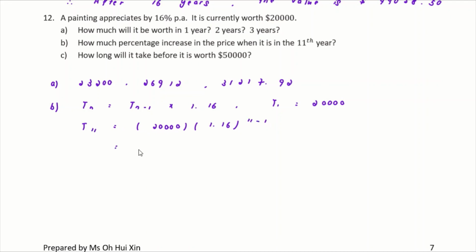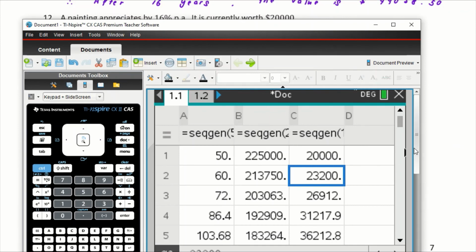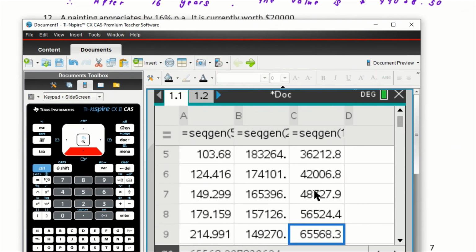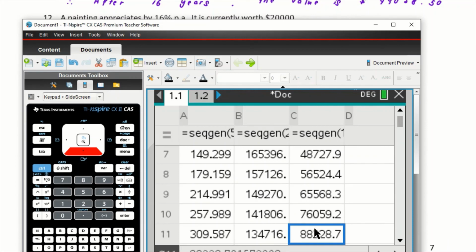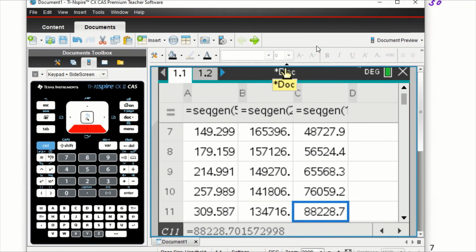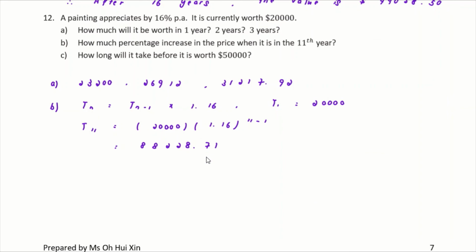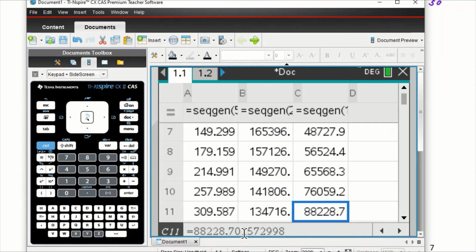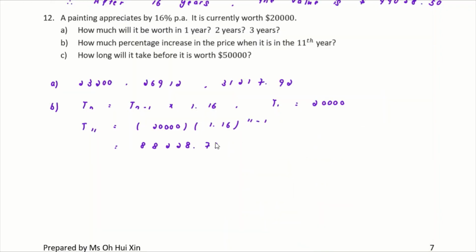Okay, so by using the calculator, that will give us 88,228.71. So let's try to use your calculator as well. Check for T11. Okay, so when you go down, you see you get exactly the same value here. 88,228.70. So that's why this is correct. Sorry, I think this is 0, is it? 7, yeah, 70. Sorry, my mistake.